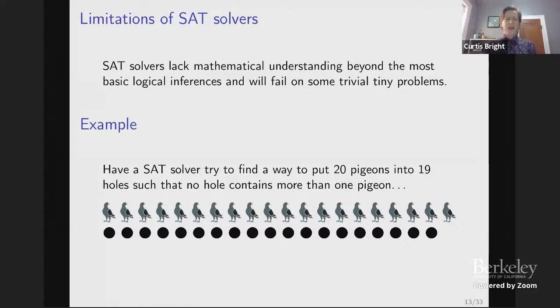A mathematician can obviously see this, but a SAT solver, remember, when you're translating a problem into SAT, you lose the context. The SAT solver doesn't see pigeons in holes, it's just these trues and falses. And it only makes the most basic logical inferences. It doesn't think at a high level the way a mathematician thinks. So in fact, it'll take exponential time on this problem, basically trying to put every pigeon in every hole.